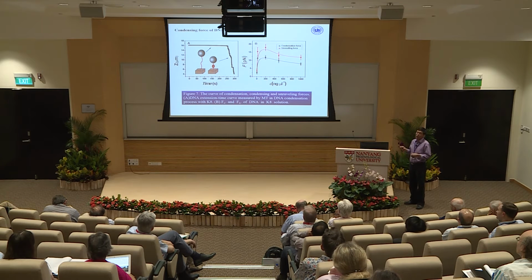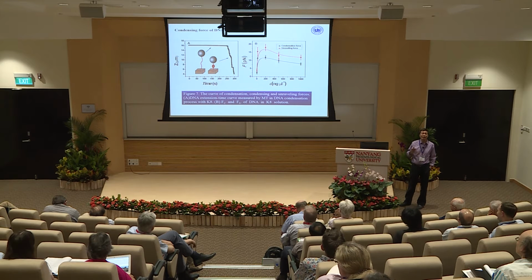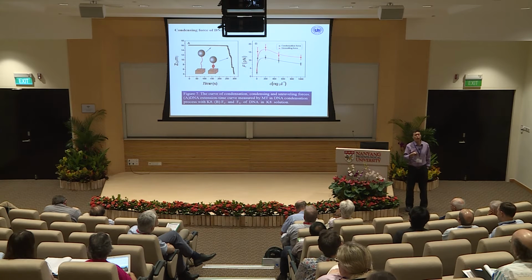Okay, and then we use magnetic tweezers to pull the DNA complex and to measure the condensing force, and we can observe the change of its condensing force, and the result is quite similar. Usually, when the DNA is most neutralized, the condensing force is maximized.